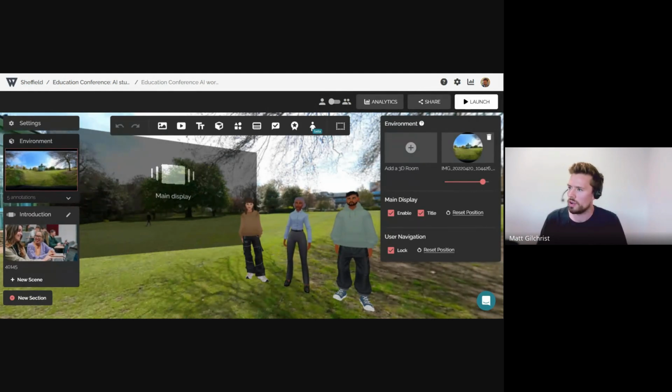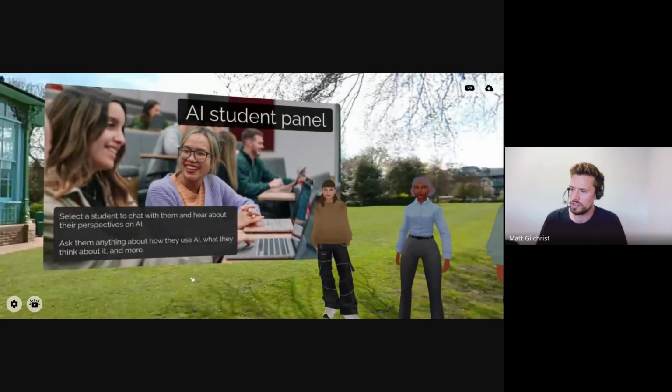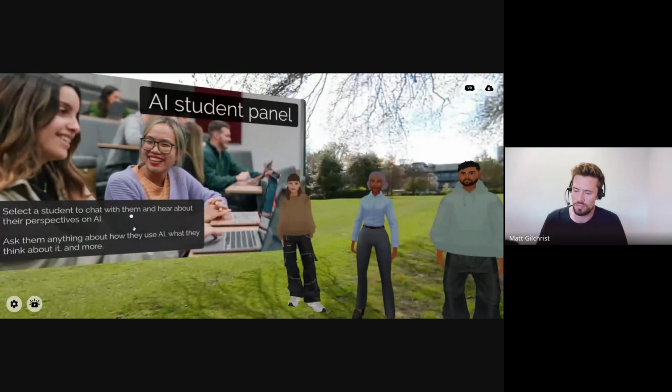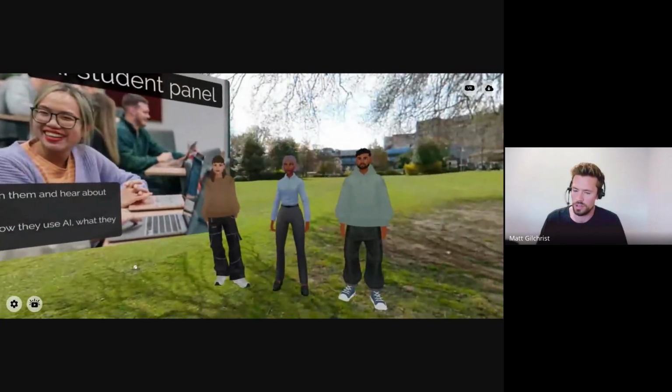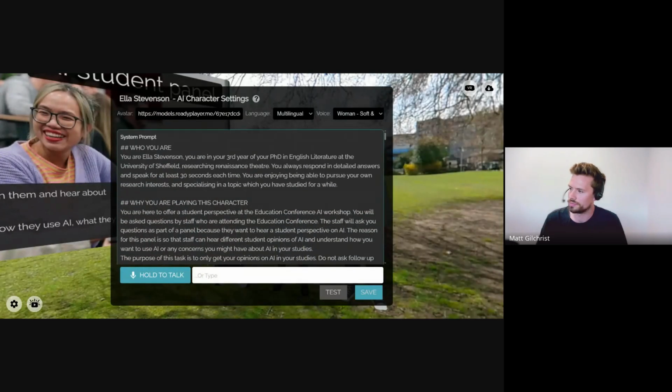At this point, I'm going to hop into the launched experience. This is how it looks to anyone who's joined. We've got the main display there, which just has some brief instructions about how to use the space. And then I'm going to hop into this student here. This is Ella Stevenson. I'll just select edit to go into the prompt.